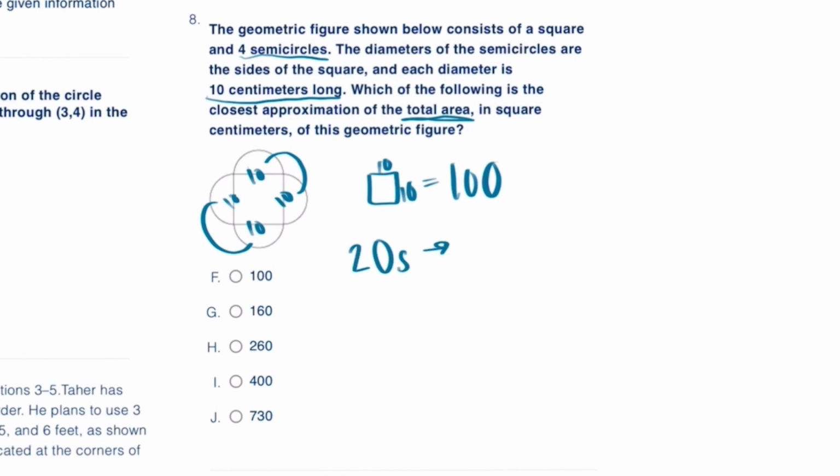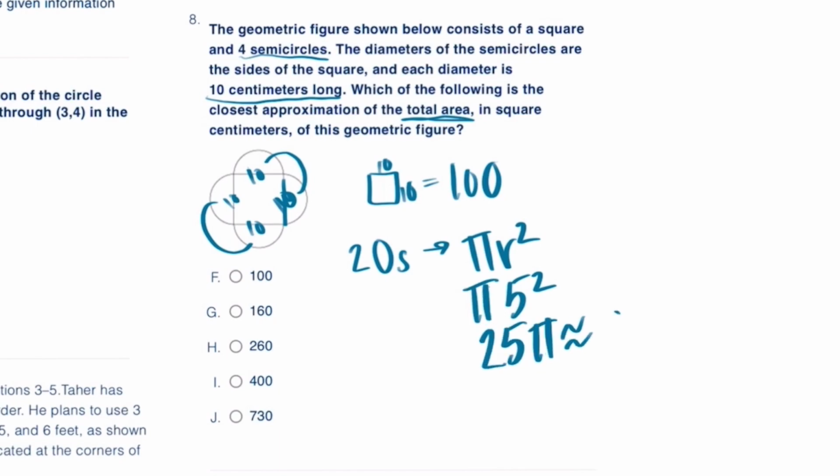And then we have 2 circles, right? 4 semicircles, meaning 2 circles, which the area of a circle is pi r squared. We are given the diameter is 10, so that means our radius is 5. Plugging in, we get that each circle is 87.5.